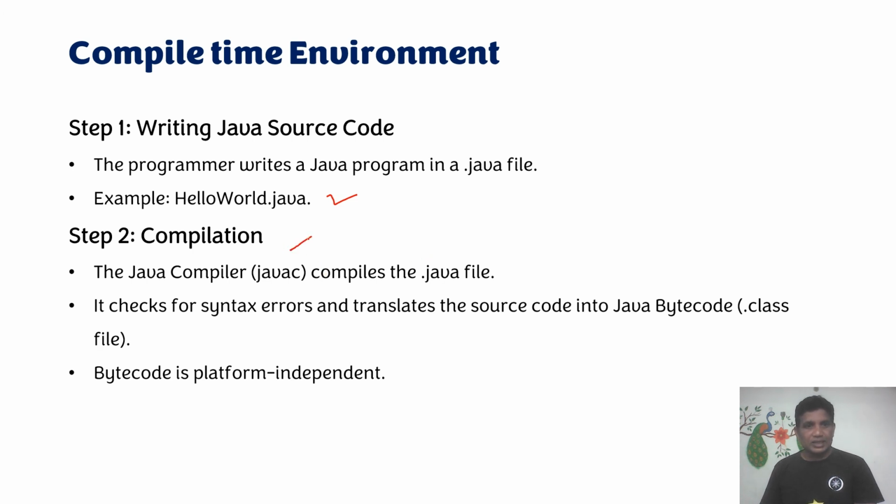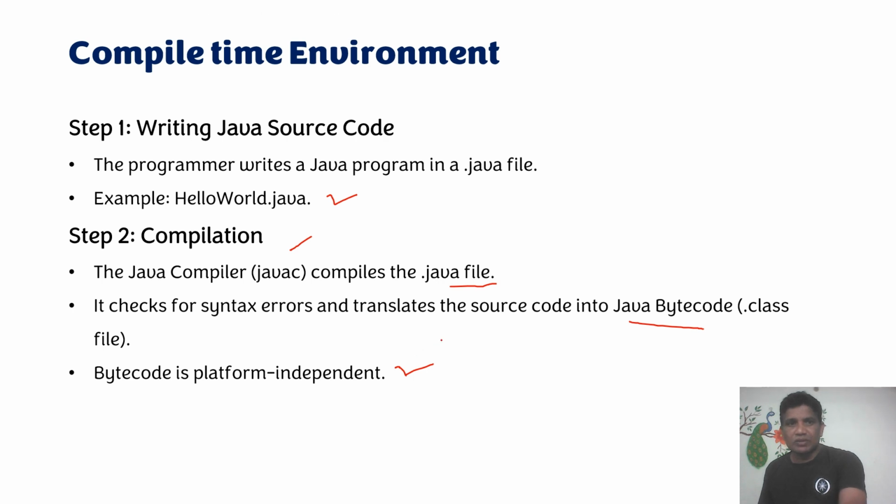When it comes to compilation, the Java compiler compiles the .java file. It checks for syntax errors and translates the source code into Java bytecode. If no errors are found in the Java source code, the compiler will generate the bytecode. Bytecode is platform independent. It means that irrespective of the operating system, the bytecode will run. That is why bytecode is called platform independent. These are the steps in the compile time environment.